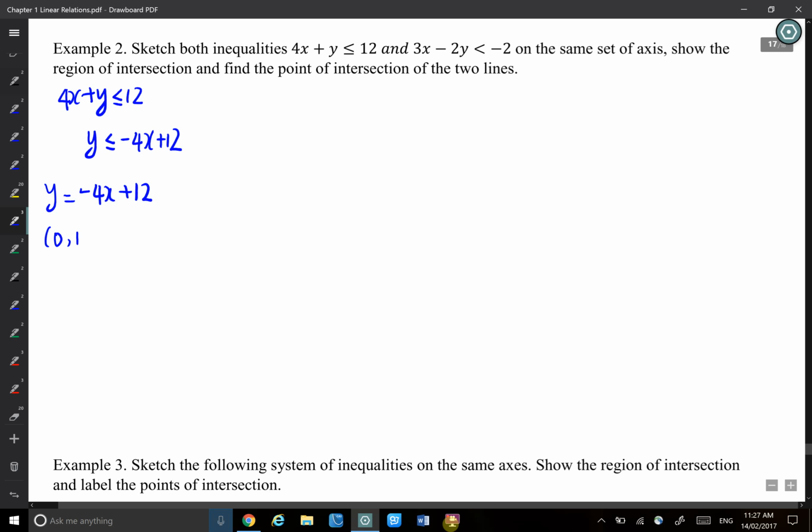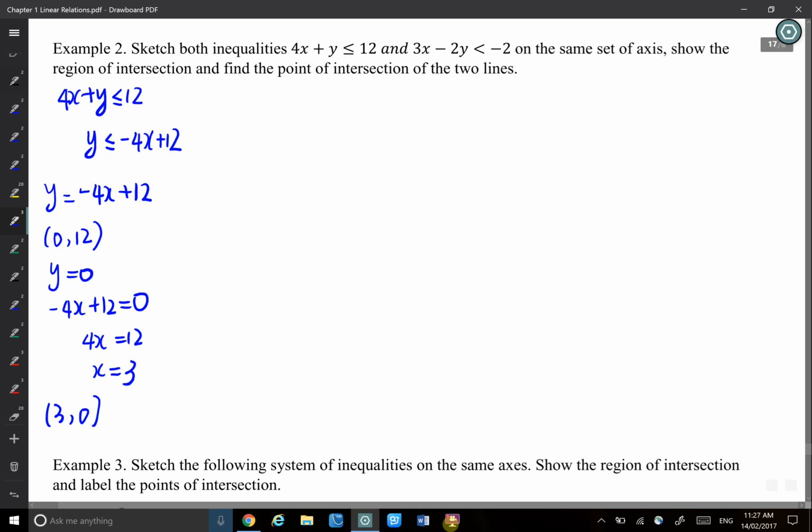So the first point is 0, 12. The second point I should have is when y equals to 0. When y equals to 0, minus 4x plus 12 will equal to 0. So 4x equals to 12, x will be 3. So this point will be 3, 0. And let's write the other one here. We have 3x minus 2y smaller than -2. So minus 2y is smaller than minus 3x minus 2.